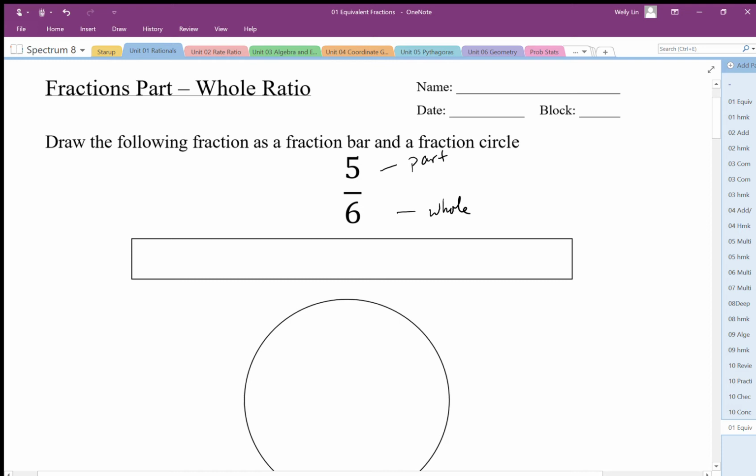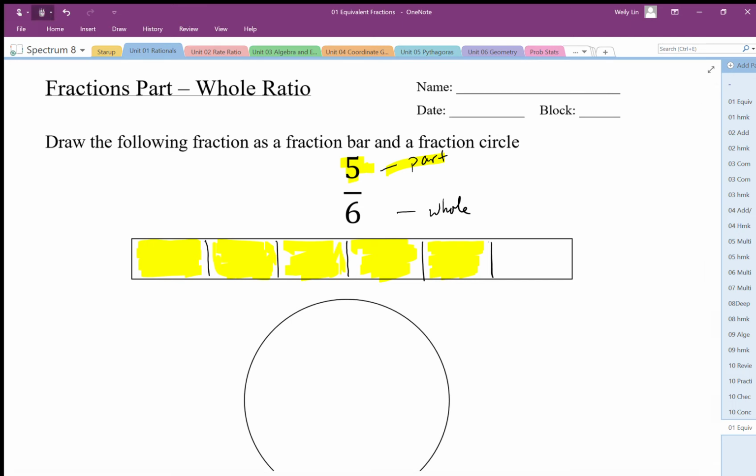If I'm going to draw this fraction, I can split it up into 6 parts whole. There's my 6 parts whole. It's a little bit more proportional here. And then the 5 parts that I want are going to be represented by shading in 5 of the 6 parts here. So I have 1, 2, 3, 4, 5. That represents my 5 out of 6 parts whole. So this fraction bar represents 5 out of 6 parts whole.